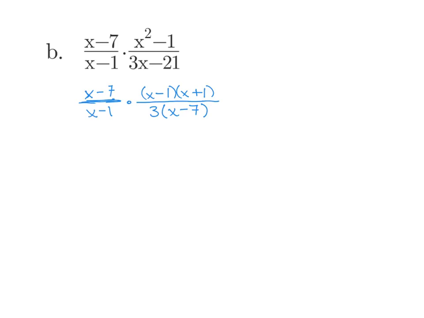Okay, so now what can we cancel? If you copied it correctly, you should be able to go ahead and cancel x minus 7s, and you can cancel x minus 1s. So now what is left over? In the top, we have x plus 1. In the bottom, we have a 3. So our final answer is (x plus 1) over 3.